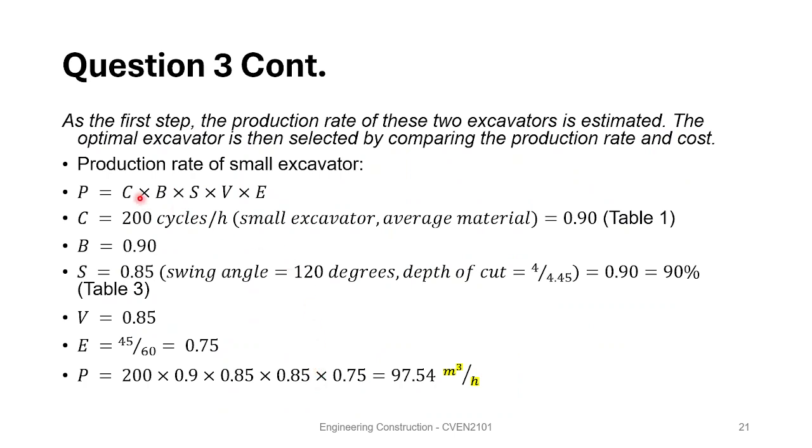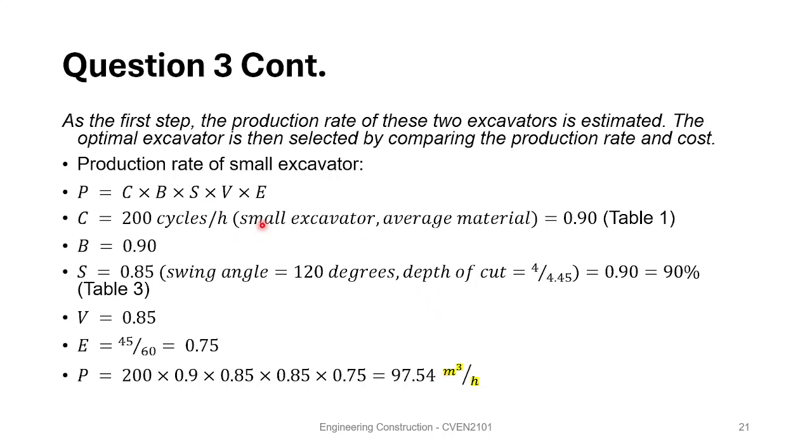So essentially, with this formula for excavators, P equals the cycles, multiplied by your bucket size, multiplied by your swing depth factor, multiplied by the volume of your bucket itself, and multiplied by your efficiency. There is some sort of a pattern between different equipment. I'll go through it after this, but essentially you just have to get all the data from the tables, and then just multiply them together to get the production rate.